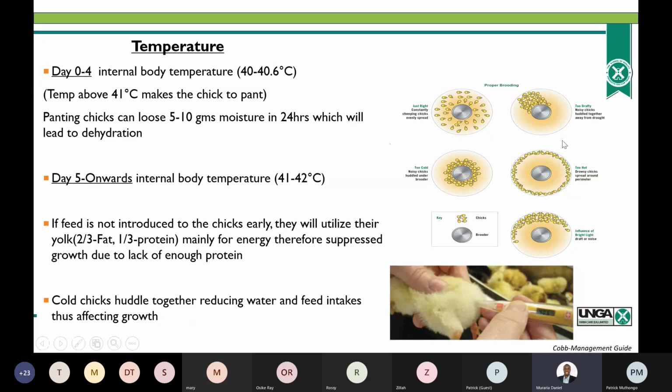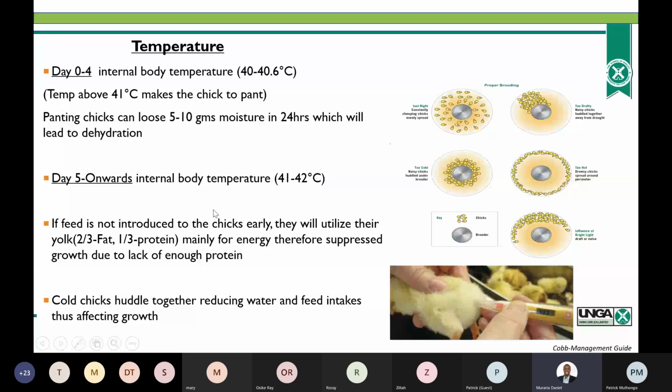When chicks start to pant, it brings another complication, because when they pant, they lose moisture. So if they do that for a longer time, they are going to become dehydrated. And when their body becomes dehydrated, then they are not going to feed. And of course, this can even lead to much more early chick mortality, as Patrick has taken us through.